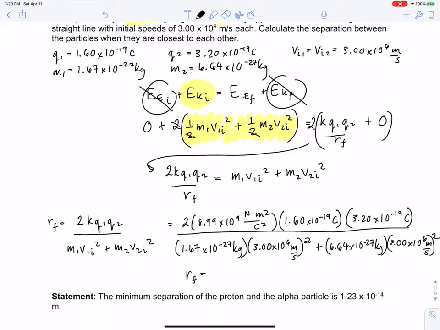Carefully punching this into your calculator, which in itself is a lesson in discipline, you should end up with a distance of 1.23 times 10 to the power of negative 14 meters. Therefore, the minimum separation of the proton and the alpha particle, when they are approaching each other with a speed of 3 times 10 to the power of 6 meters per second, they will reach a separation distance of 1.23 times 10 to the power of negative 14 meters.